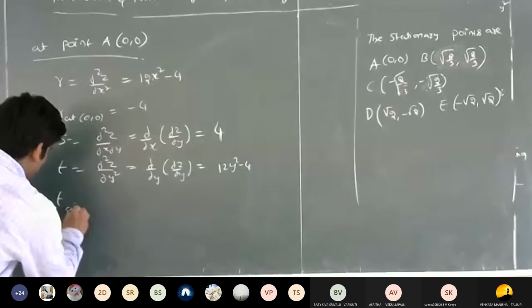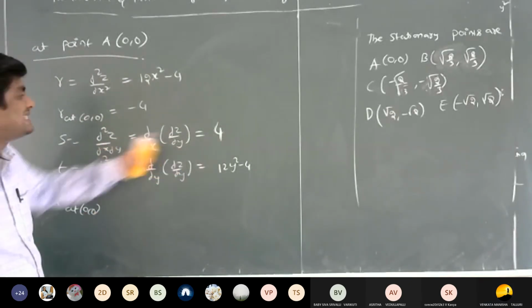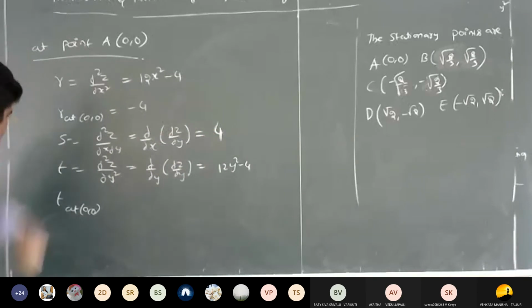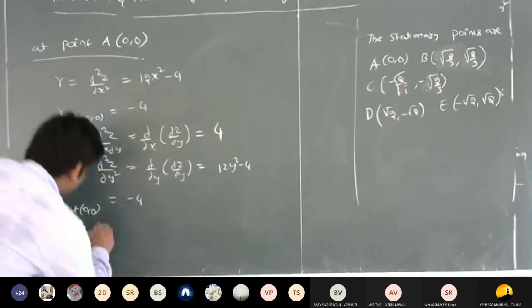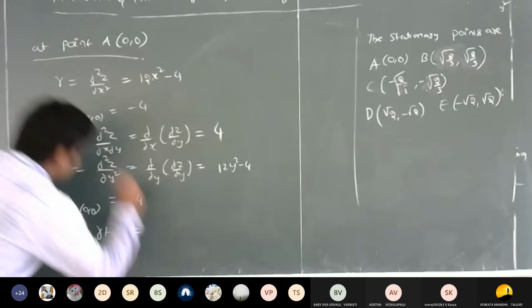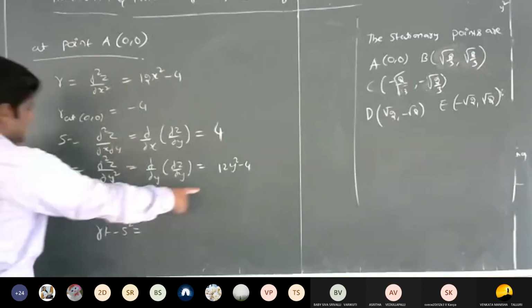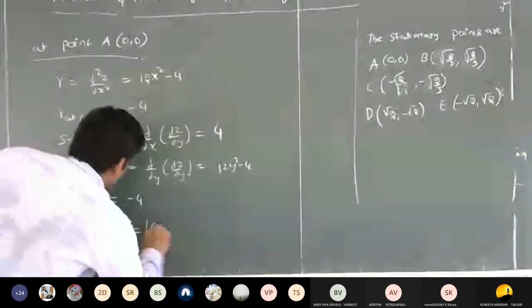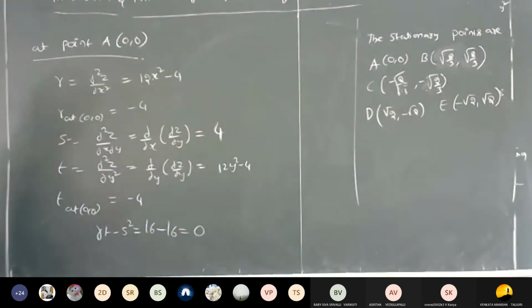So t at (0, 0). I am not calculating s at (0, 0). Why? Because s is independent of x, y. Right? So t at (0, 0) is equal to minus 4. Now calculate rt minus s². That is r is minus 4, t is minus 4, so 16. s² is 16. So that is equal to 0.